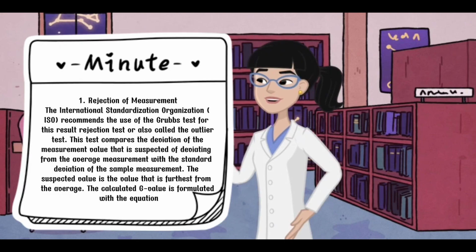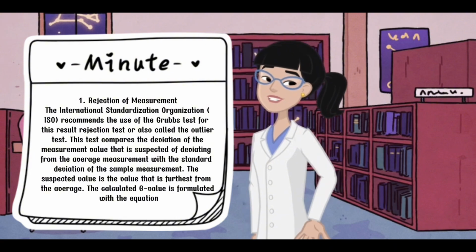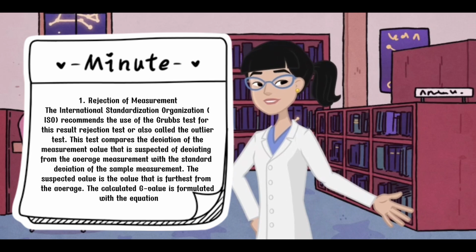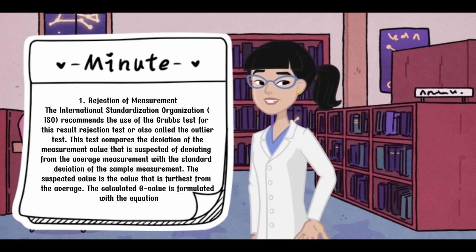This test compares the deviation of the measurement value that is suspected of deviating from the average measurement with the standard deviation of the sample measurement. The suspected value is the value that is furthest from the average. The calculated G-value is formulated with the equation.